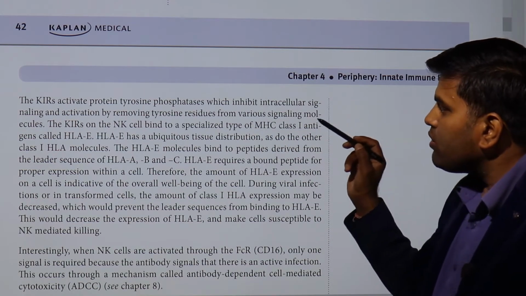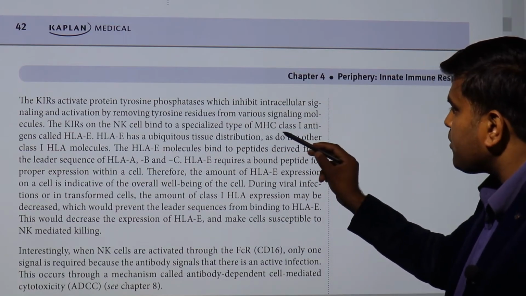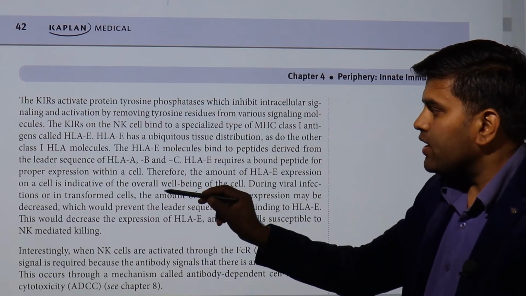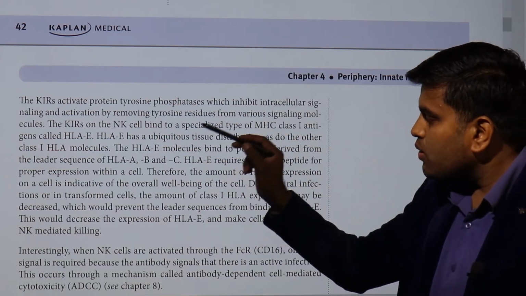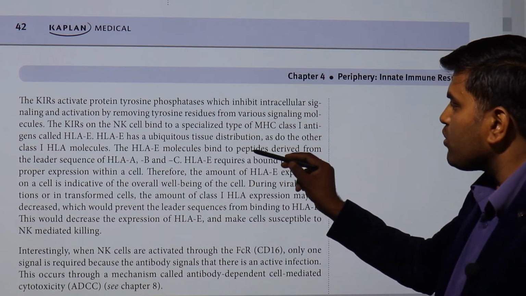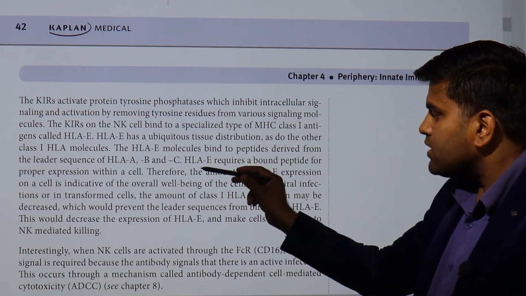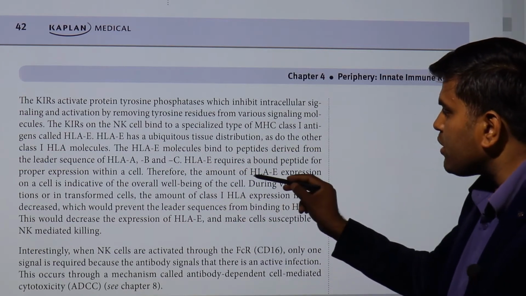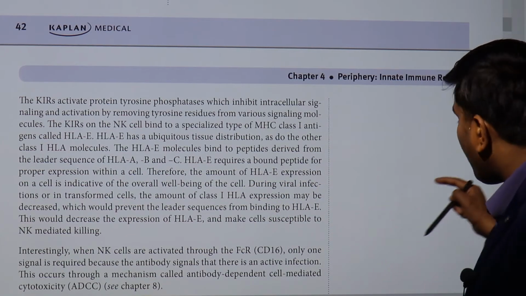from every signal molecule. The killer inhibitory receptor on the NK cell binds to a specialized type of MHC class 1 antigen called HLA-E. HLA-E has a unique tissue distribution, as do the other class 1 HLA molecules. This HLA-E molecule binds to the peptide derived from the leader sequences of HLA-A, B and C. HLA-E requires a bound peptide for proper expression within the cell. Therefore, the amount of HLA-E expression indicates a cell's well-being.